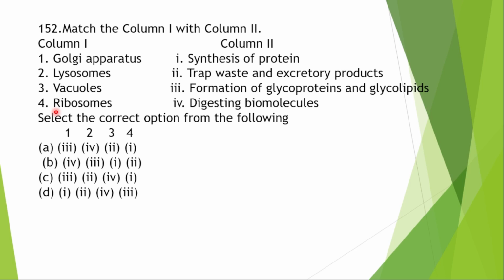Match the following type question. Golgi apparatus, which is for formation of glycoprotein and glycolipids. 1 is 3. And then lysosome, it is digesting biomolecules. 2 is 4. 1 is 3 and then 2 is 4. Vacuole for trapping the waste and excretory products. 3 is 2. So the right option is option A.